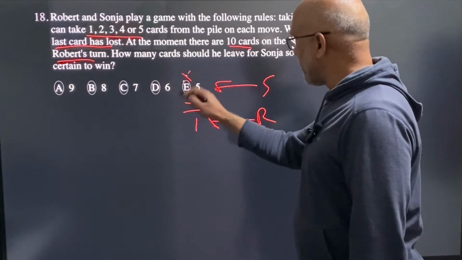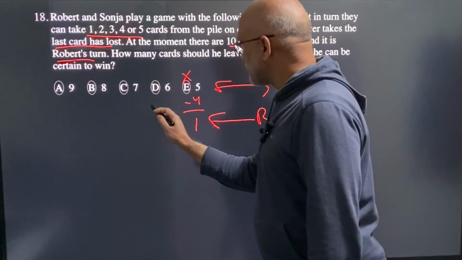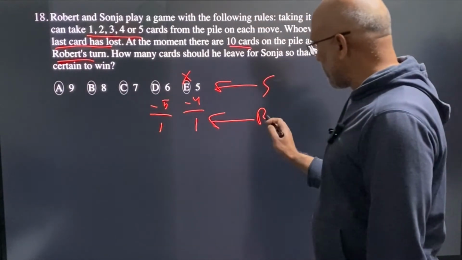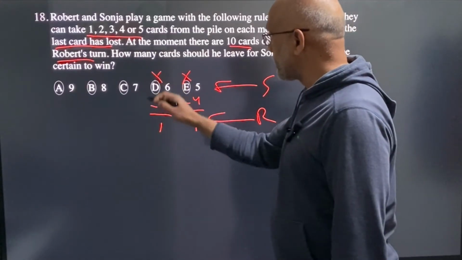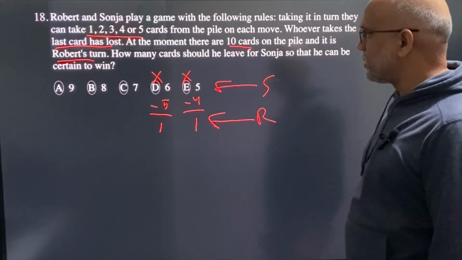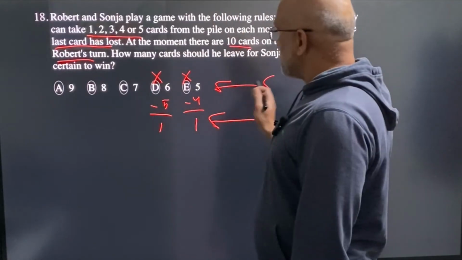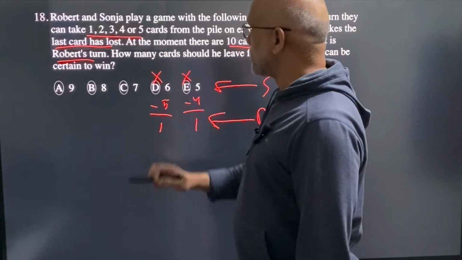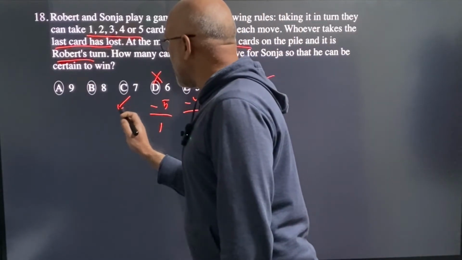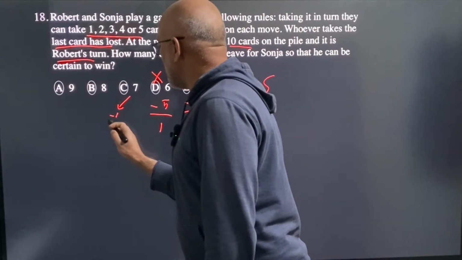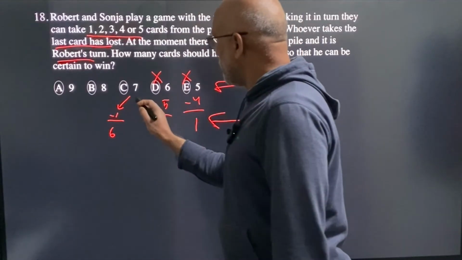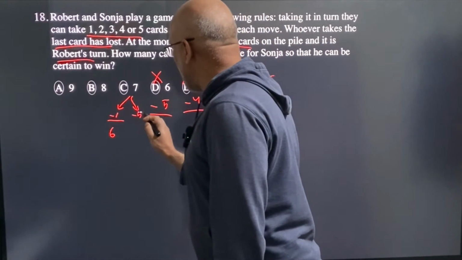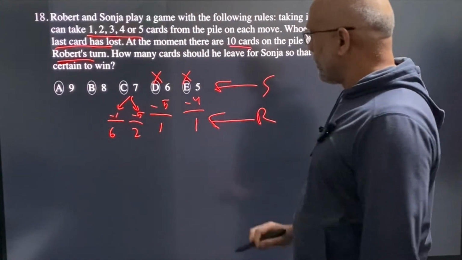So we don't want to leave 5 for Sonja. In this case, she can take 5. She's allowed to take 5 and leaving 1 for robot, forcing him to lose. So again, robot doesn't want to leave 6 cards for Sonja. In this case, Sonja would like to take 6, leaving 1, but we are not allowed to take more than 5. So the minimum we can take is 1, which will leave 5 for robot. Or if Sonja takes the maximum of 5 cards, that will leave 1 for robot.